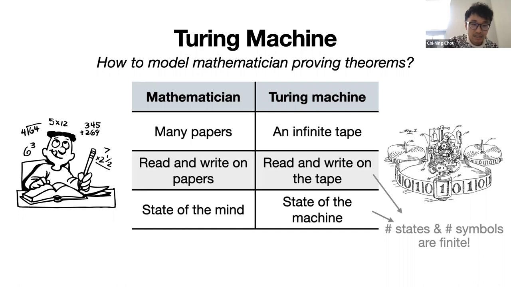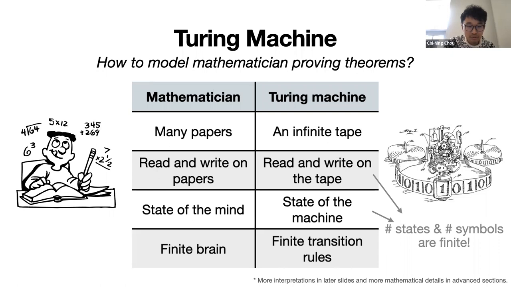And a mathematician has a state of mind. In the beginning, maybe they initially receive the input, in the middle, maybe they almost have it, and finally, when they prove a theorem, they are at the end state. So the state of the mind of the mathematician is changing. Similarly, Turing modeled this as the state of the machine, denoting the current stage of the Turing machine in the computation. And finally, a crucial point is that a mathematician is finite. The brain size is finite. So the Turing machine is also finite, in the sense that the number of states and the number of symbols that can be used are all finite.